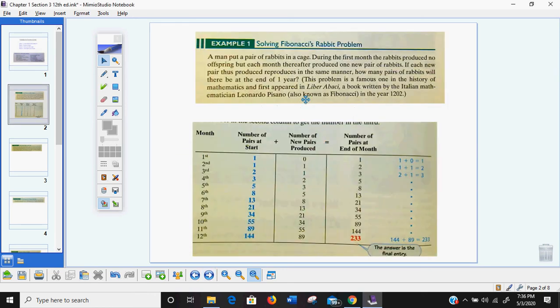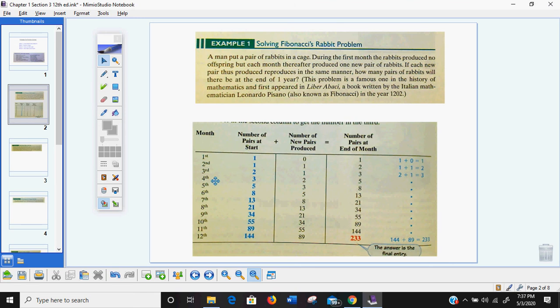So on the first example, this one is a famous problem. It says a man put a pair of rabbits in a cage. During the first month, the rabbits produced no offspring, but each month thereafter, they produced one new pair of rabbits. If each new pair thus reproduces the same, okay, which means that first month they don't have babies, how many pairs of rabbits will there be at the end of 1 year?